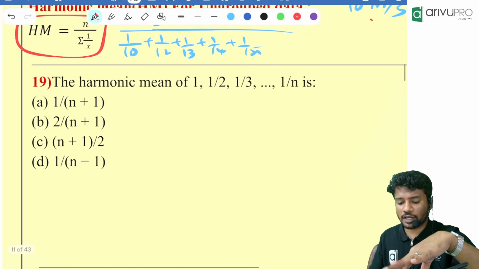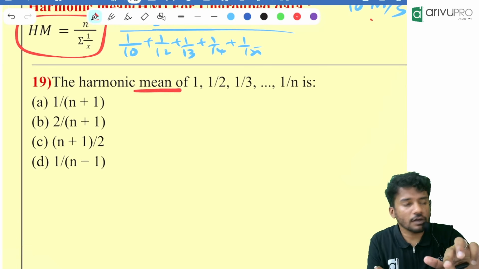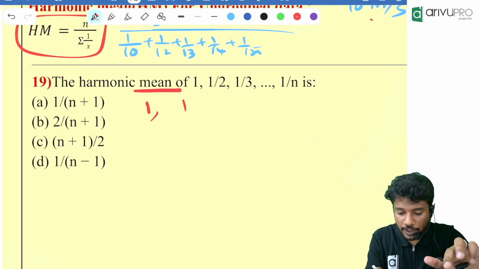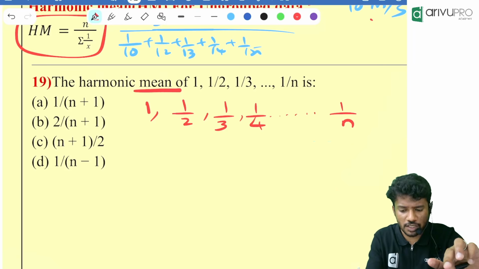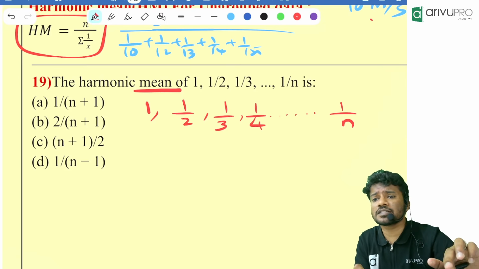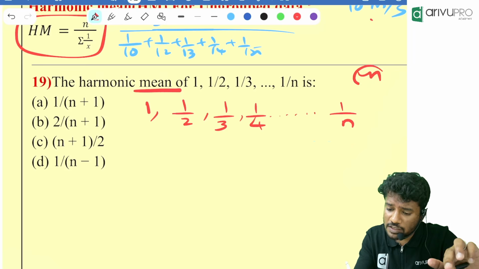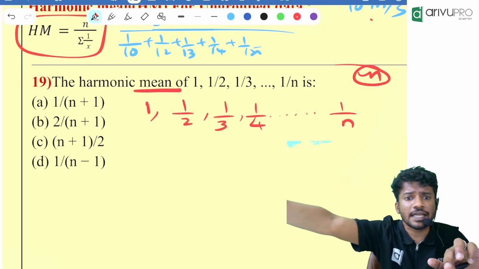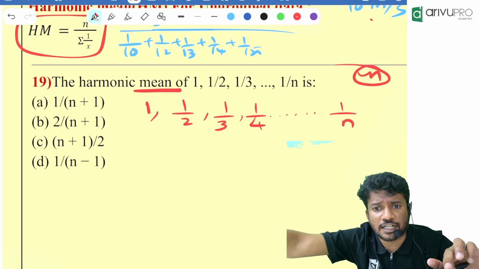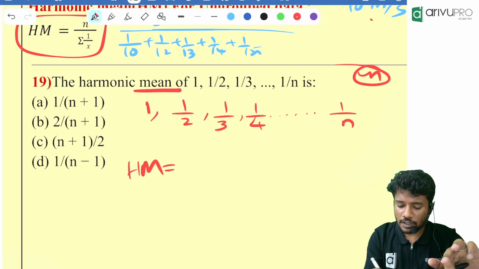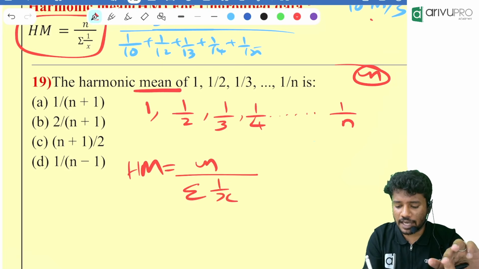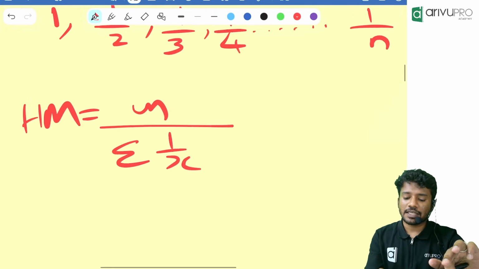First question, have a look at the first question, people. Harmonic mean of 1, 1 by 2, 1 by 3. Next one will be what? 1 by 4, and so on, till what? 1 by n is the last term in the question. How many observations are there in total? N observations are there. Why? Because the last term is 1 by n. That means N observations in total. Everyone got that? Anyone having doubt over that? Now people, what is the formula for HM? N divided by sigma 1 by x is the formula for HM. N is how much over here?